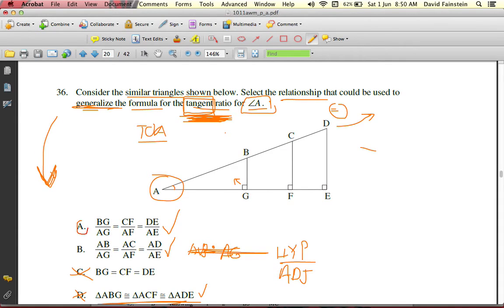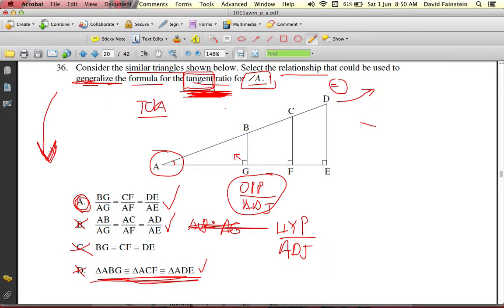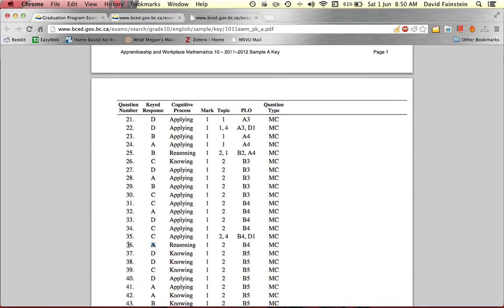I bet A is what we're looking for. Let's see if that's right. BG over AG: opposite over adjacent from reference angle A. CF over AF: opposite over adjacent. Remember, I'm working from A now. DE over AE. Yep, this is it. I have my opposite over my adjacent, which is exactly what I want, which means A is the answer. And as we've already seen, A was indeed the answer.